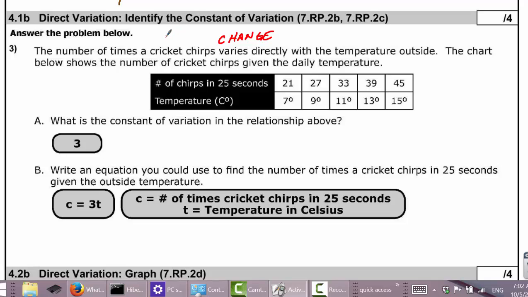So we know that the cricket chirps are the Y. We've talked in the past. The Y is the dependent. It's the thing that depends on something else happening.